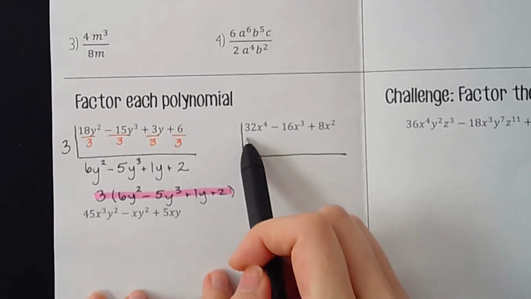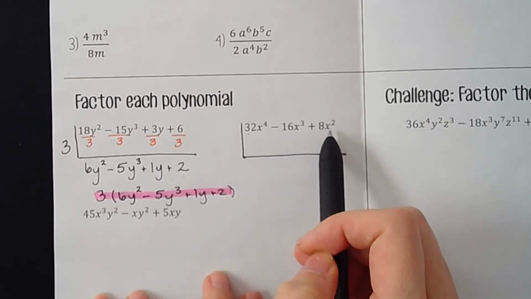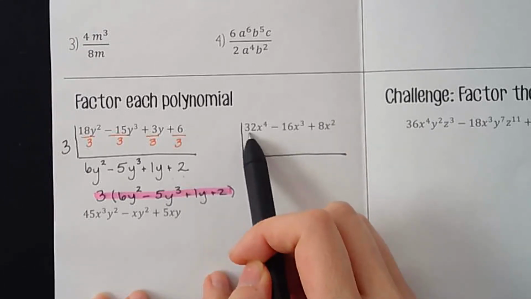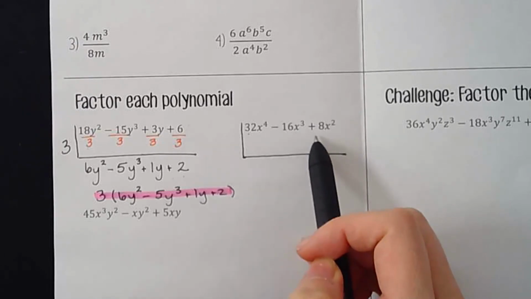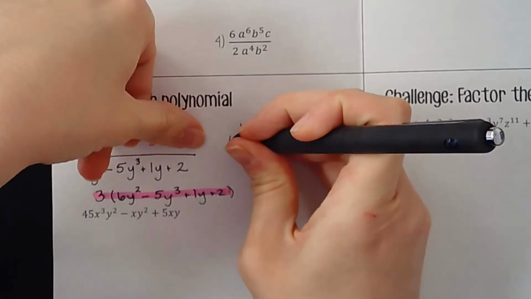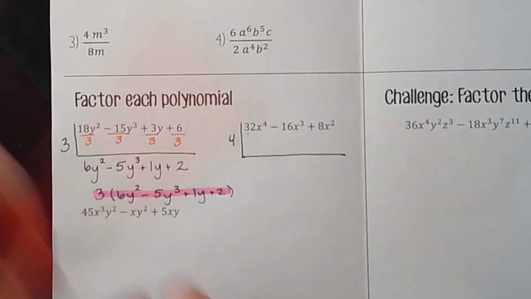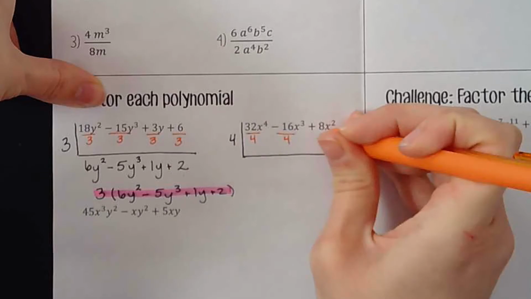So now I'm looking for what I can divide all of these terms by. I have a 32, a negative 16, and a positive 8. Well, I know I can divide all of these by 4. So I'm going to factor out a 4. That means each term is getting divided by 4.